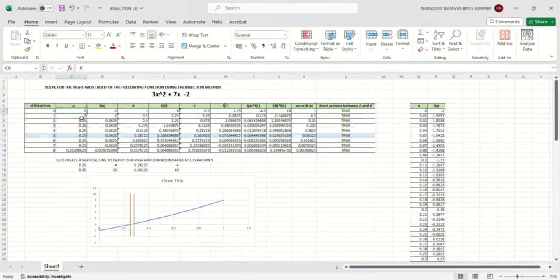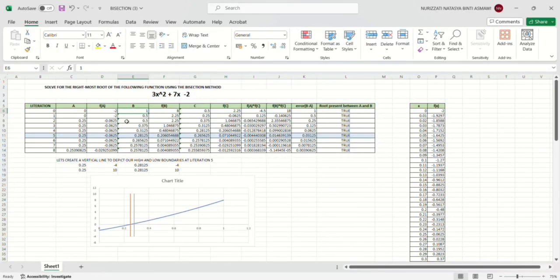So according to the video that we take as the reference, we also choose 0 as the first value of A. And then for the value of f of x, we substitute the value of A, which is 0, into the function 3x squared plus 7x minus 2. And we can get the value of f of x, which is negative 2.